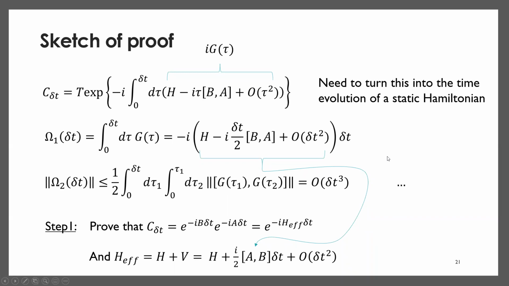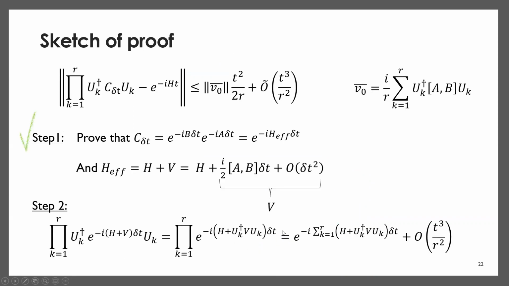And that's enough for us to show that the effective Hamiltonian that generates this circuit C delta T is basically the original Hamiltonian plus terms that are proportional to the commutator between the terms of the Hamiltonian. And that is the first step of our proof.